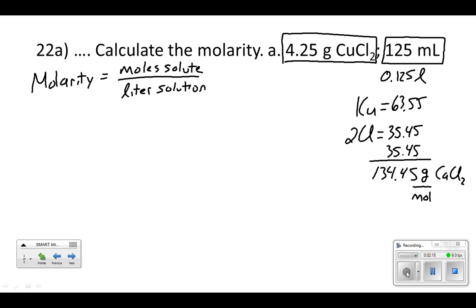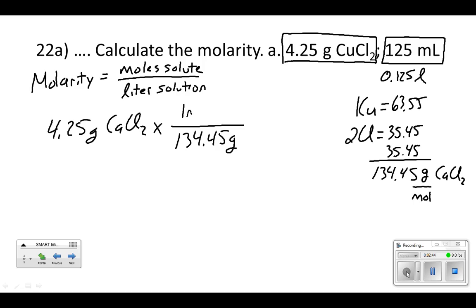All right, so with that done, let's go back over here. We can now change the amount that we were given, which is 4.25 grams, into moles. So 4.25 grams of copper(II) chloride times, and we know that there are 134.45 grams per mole. We're going to need to write that so the grams are on the bottom, so that way they will cancel out, and on top is 1 mole of copper(II) chloride. Let me fix that. I wrote calcium in both places. It's copper(II) chloride.